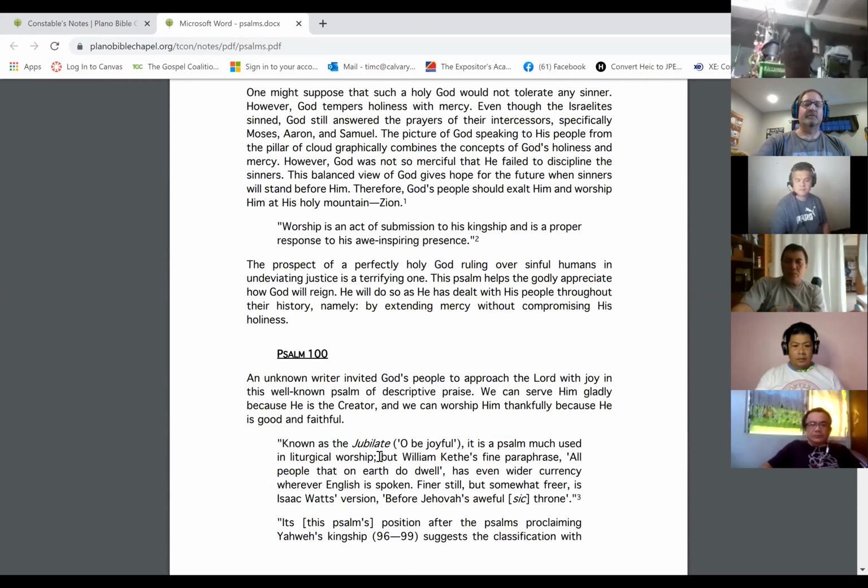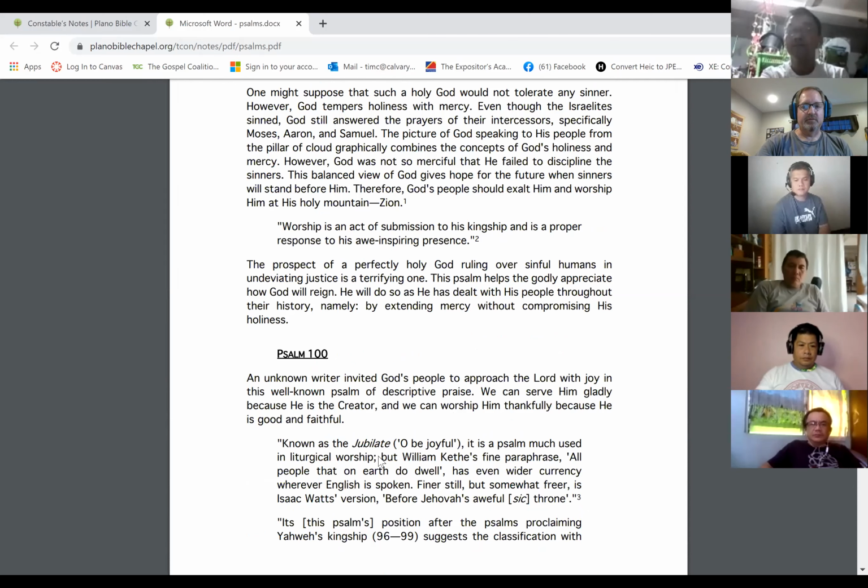Okay, so this is helpful. It gives an overview of the book you're studying, but then also he'll give a little bit of information on the passage you're studying, almost like the Bible Knowledge Commentary. But this one is online. You can access it very easily. Tom Constable's notes. I would recommend that as well.